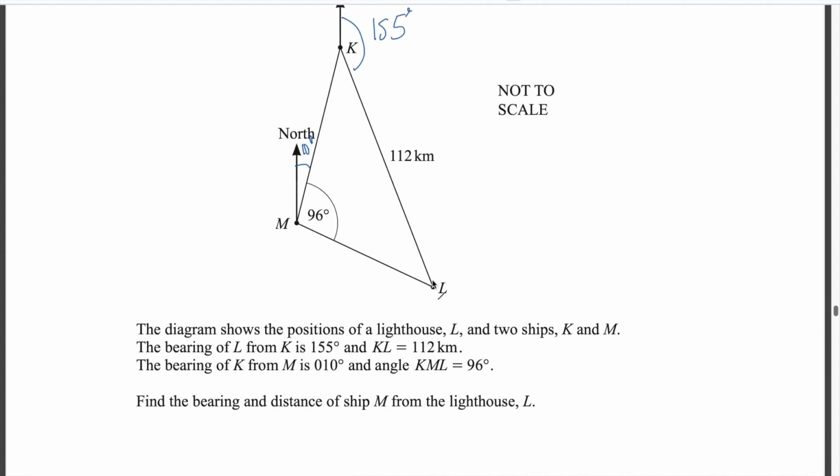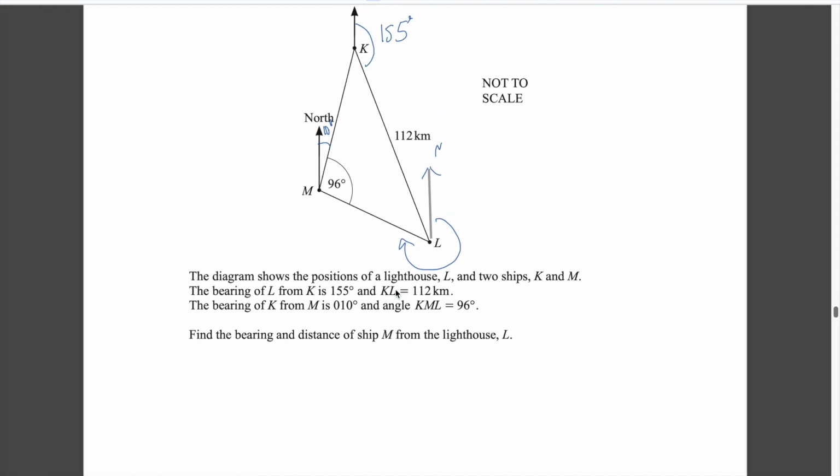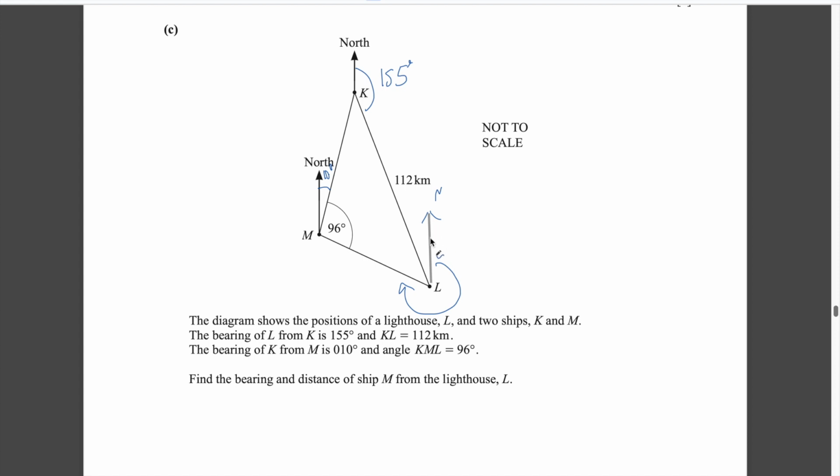So I construct north of L. Bearing of M from L is this angle, and also the distance is asked. Now let's see what angles can be found. So this angle, guys, these two are interior angles, so you can say this angle is 180 minus 155, which is 25 degrees. Then this angle, these two are interior, so this angle is 170. So you can find this angle.